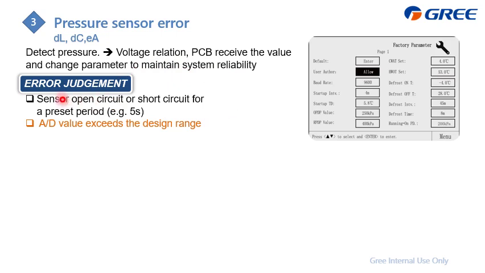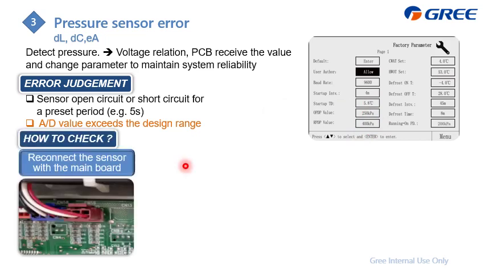And the error judgment is that the pressure sensor is open circuit or short circuit for 5 seconds, which means the AD value is out of the desired range. And also you can double confirm from the detected parameters on the wired controller. You can see here that the high or low pressure is out of the desired range.